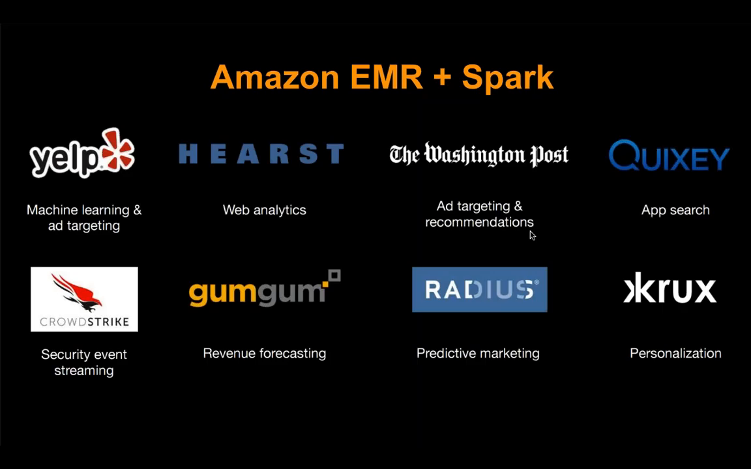So I wanted to just give you a couple of examples of what our customers are doing. If you look at Yelp, for example, they're a recommendations site in the US. They do a lot of machine learning and ad targeting using Spark and EMR. Hearst, a publishing organization, publish an enormous number of web properties around the world. They use it for their web analytics. Washington Post, again, ad targeting and recommendations.